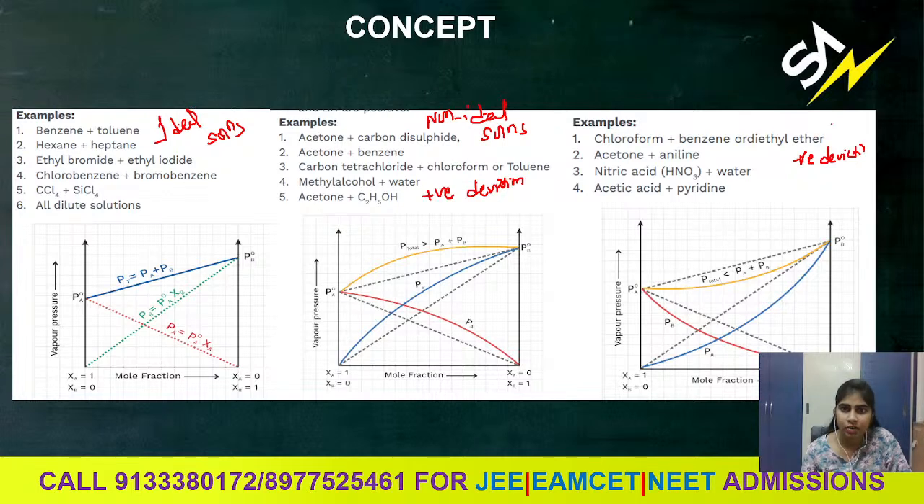These are also non-ideal solutions, which show negative deviation. A mixture of chloroform and ethyl benzene, chloroform and benzene or with diethyl ether. Next, acetone plus aniline. Next, nitric acid plus water. Next, acetic acid plus pyridine. These show negative deviation.